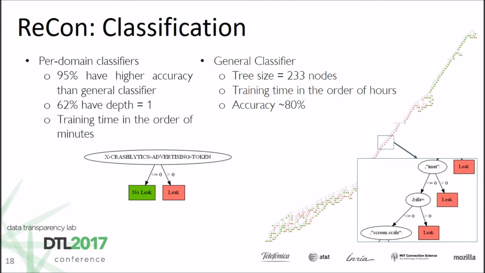These ones, 95% of them had higher accuracy than the general one, took only minutes to train, and they came out to be really small and intuitive trees, such as this one. So after the classifier, you still need to know what type of PII it is. The classifier only tells you if there's a leak or not, and then we need to figure out what type of leak it is. Recon built an interesting heuristic to extract this based on HTTP key value pairs.